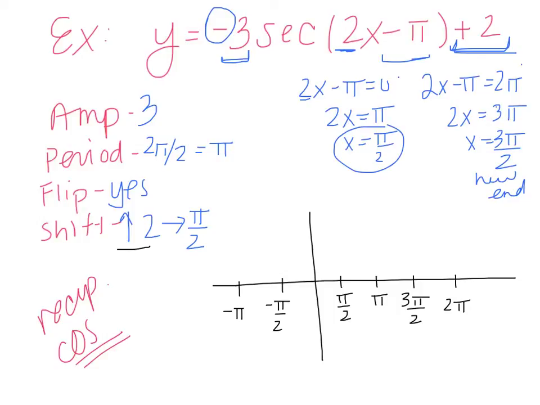My shift is up 2. That means my new midline is now at positive 2. This is where my intercepts are going to happen instead of happening on the x-axis. From this point, my amplitude is 3. So my maximums will occur at 5, and my minimums will occur at negative 1. That's 3 here and 3 here from the midline.